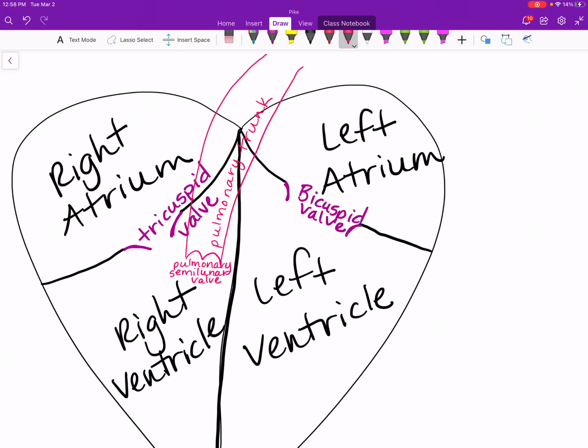Then you come over here and we're going to do the same thing. We're going to do a semilunar valve where blood leaves the left ventricle. Blood leaves either ventricle, and it's going to a different location, so we'll do that in just a minute. We look at another little half moon, and that one is our aortic semilunar valve, because blood is about to enter into the aorta.